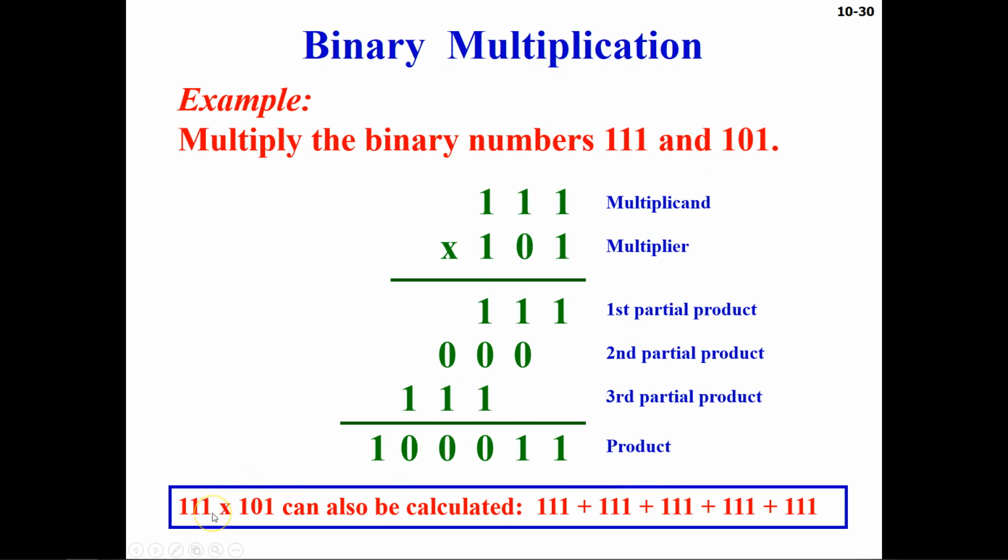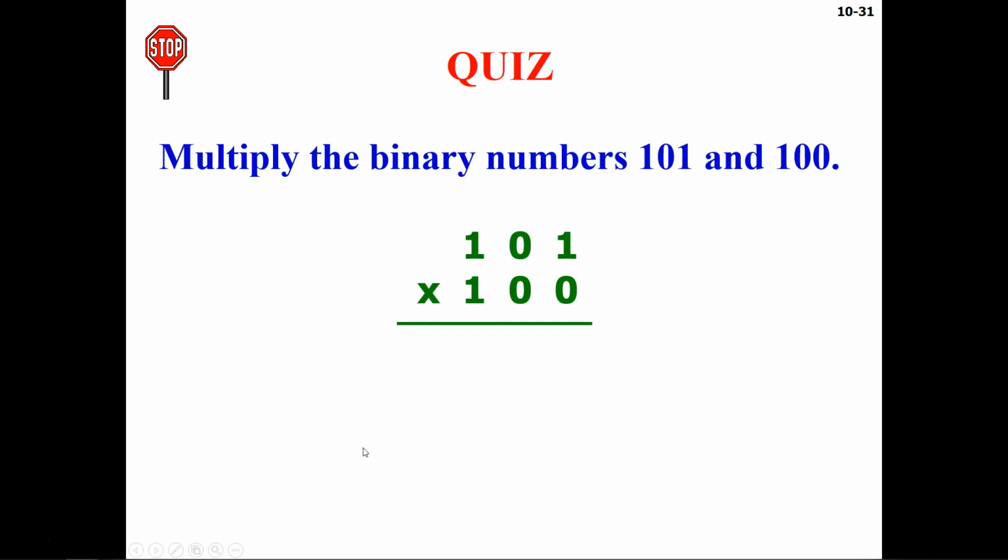You can also use another method using repeated addition. If you are asked to multiply 111, which is 7 in decimal, and 101, which is 5 in decimal, you can just add this 7, which is 111 in binary, 5 times. You see 5 times it has been added, and the result is going to be the same. Now let's do a quick quiz.